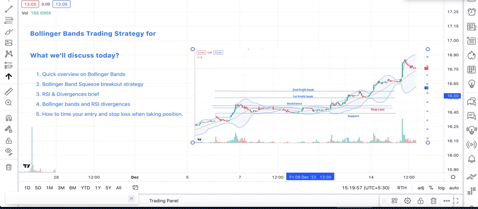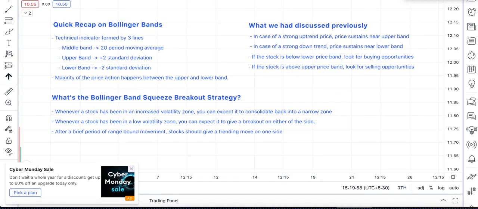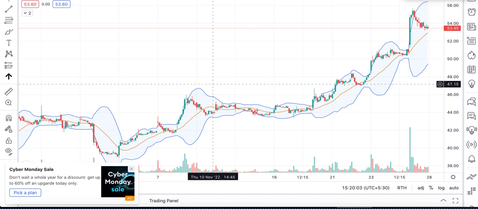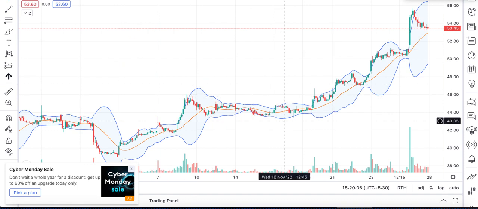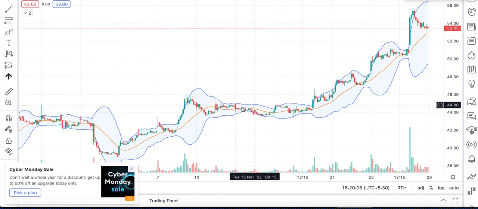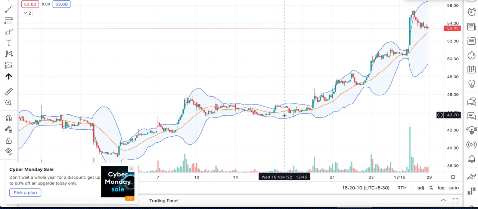So very quickly, let's start with a quick recap on Bollinger Bands. And again, we don't really have to stick to this slide. We'll go to the shares of PNB to study what Bollinger Bands are. Basically, they're formed by three lines, and together they make this a technical indicator.